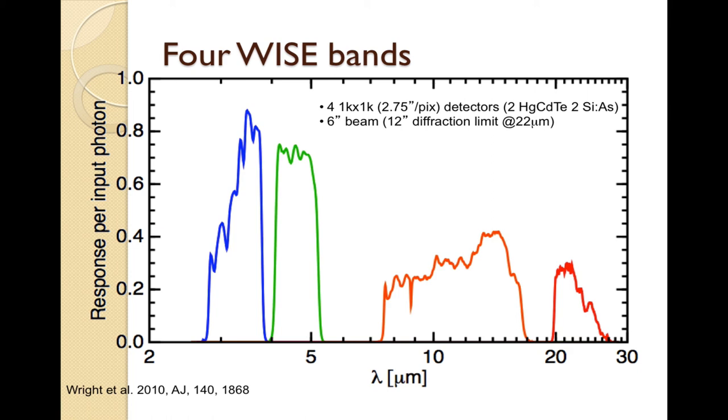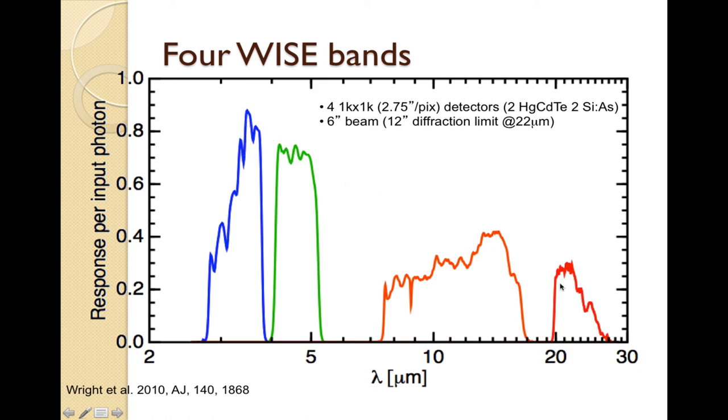Here are the four WISE bands. They're 3.5, 4.5, 12, and 24 microns. Now, I say that somewhat cavalierly. Look how broad that filter is, but it's centered on 12, and so we call it a 12 micron filter, even though it's pretty broad. Another thing to note is that they're really not top hat functions. They're trying, but look, the 3.5 is kind of substantially not flat.